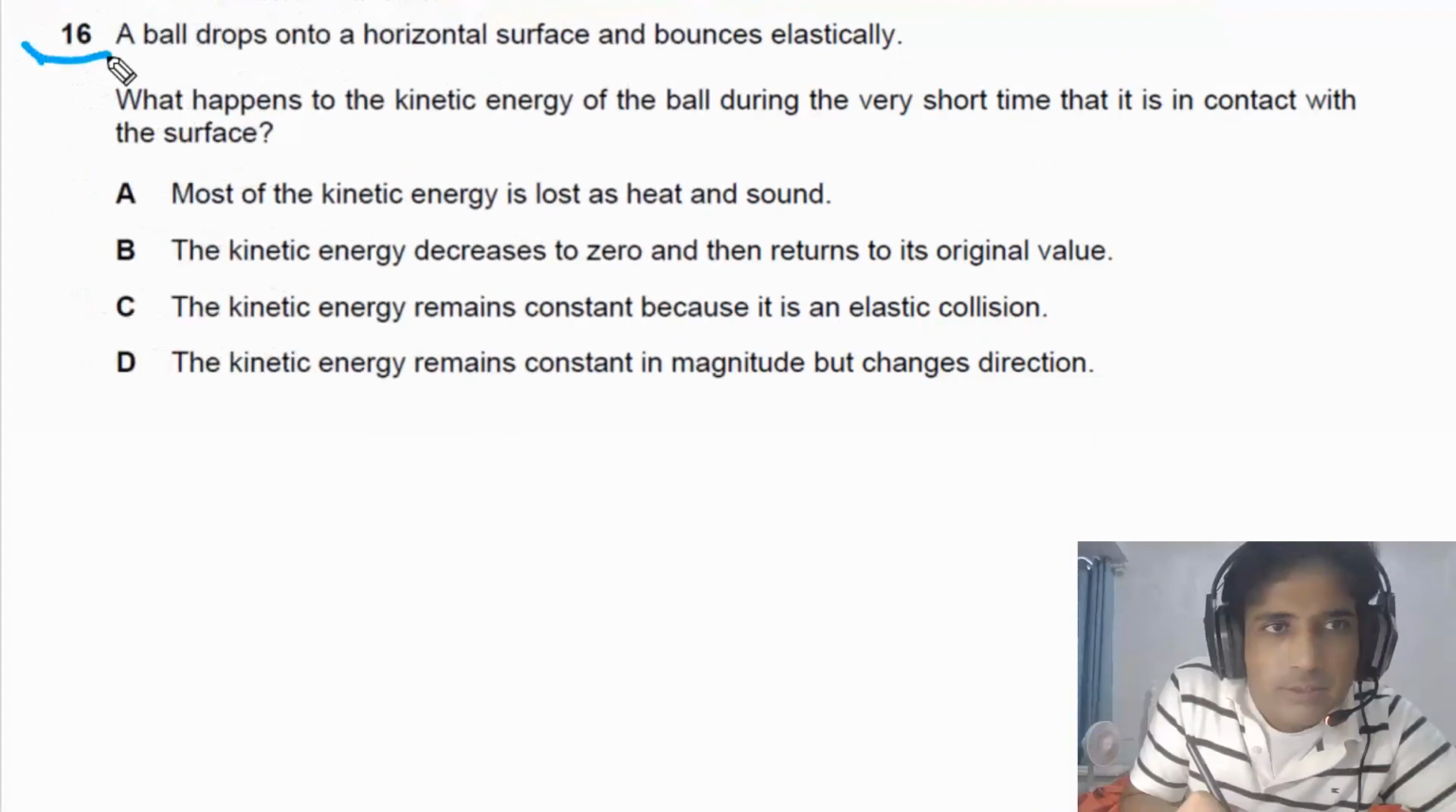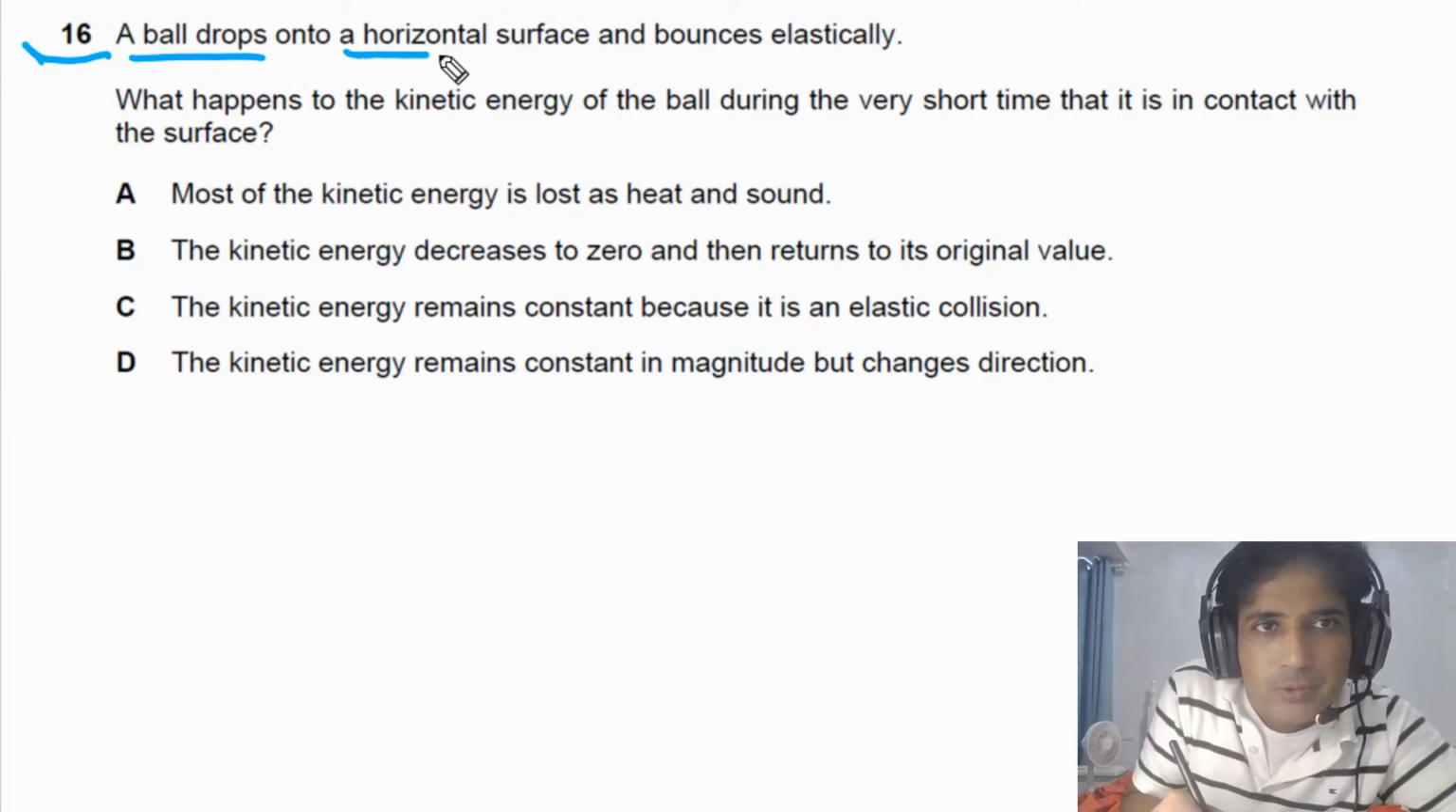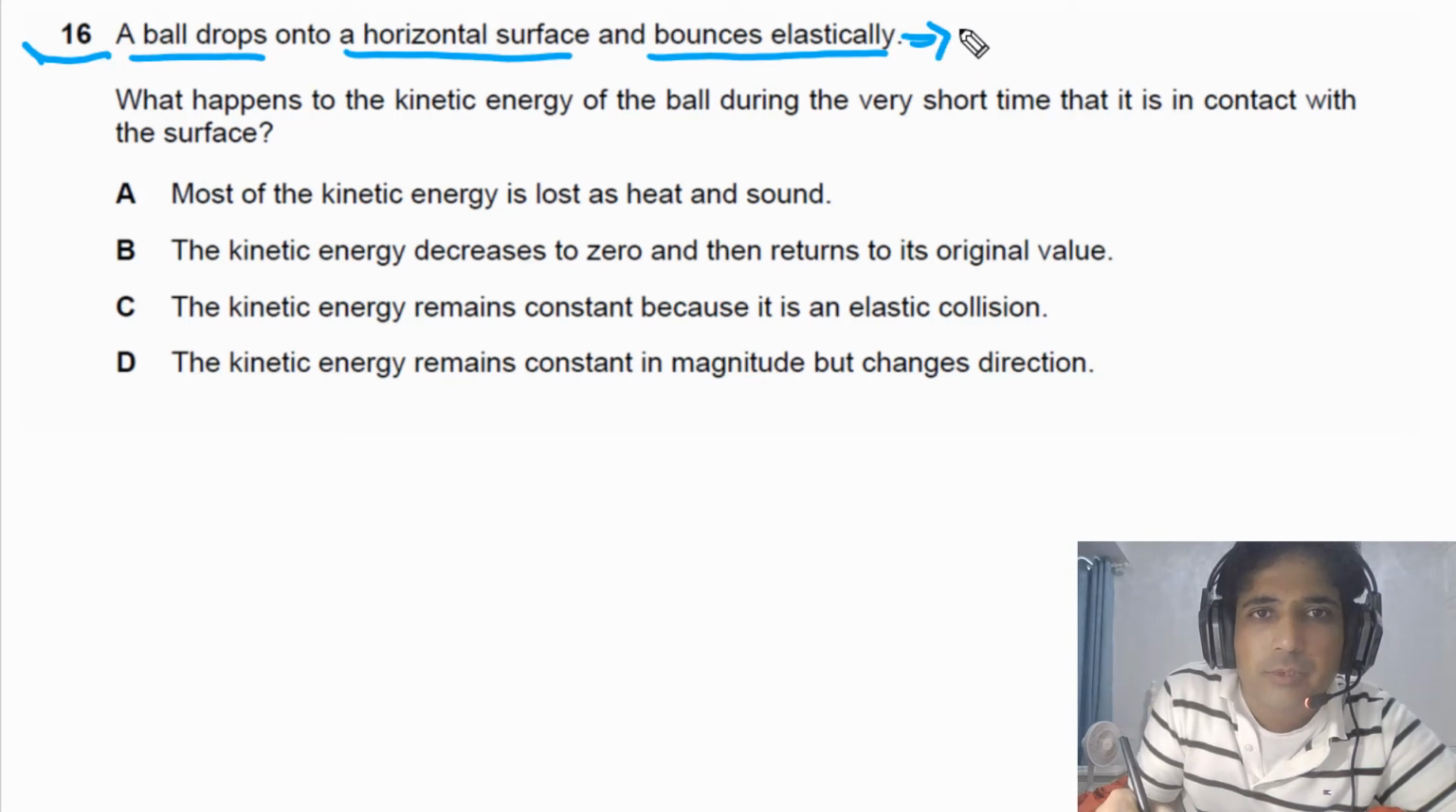For question number 16, we are given a ball that drops on a horizontal surface and bounces elastically. Elastically simply means that there is no change in kinetic energy before and after the collision.